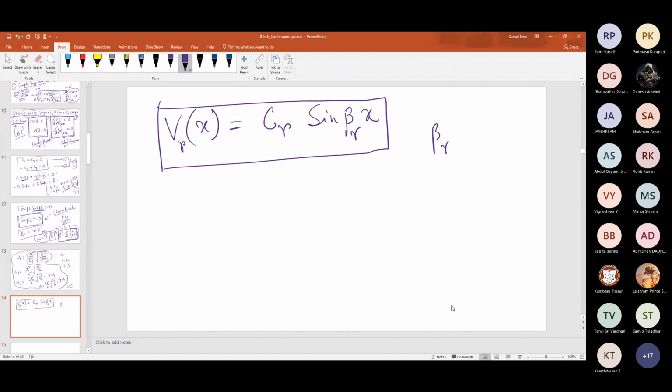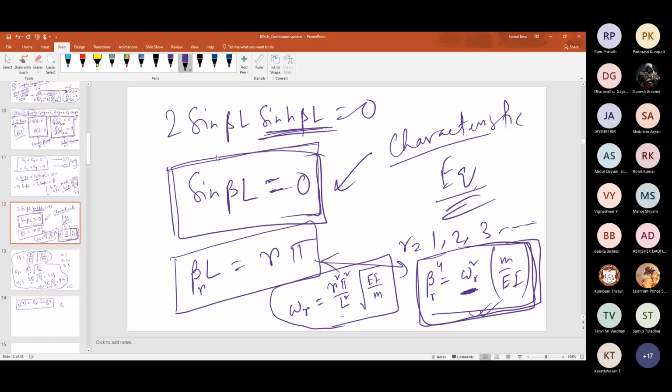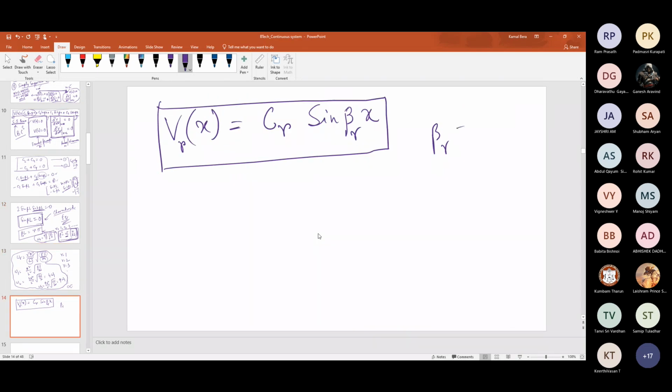So now, what is beta R? Beta R L is R pi. So beta R is equal to R pi by L, right? R pi by L. So Vr x is equal to some constant Cr into sine R pi x by L, for R equal to 1, 2, 3. So this is some constant, right? Constant multiplier.